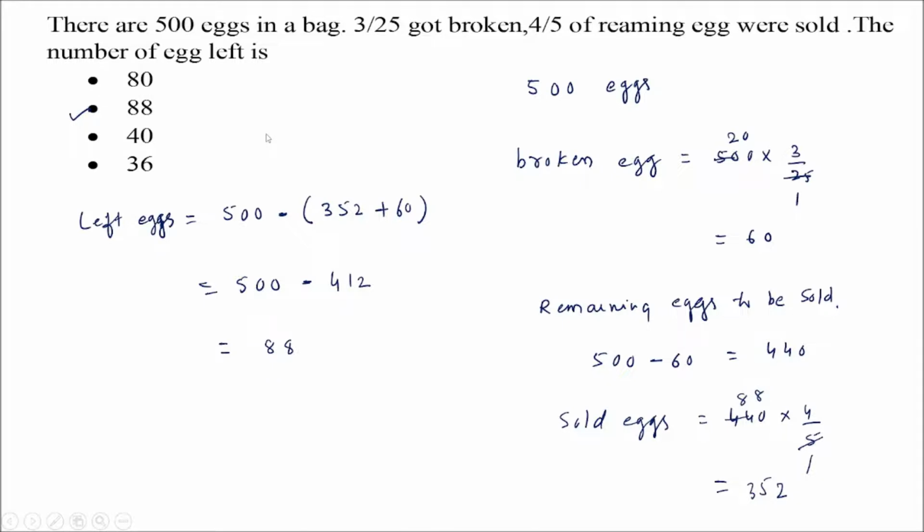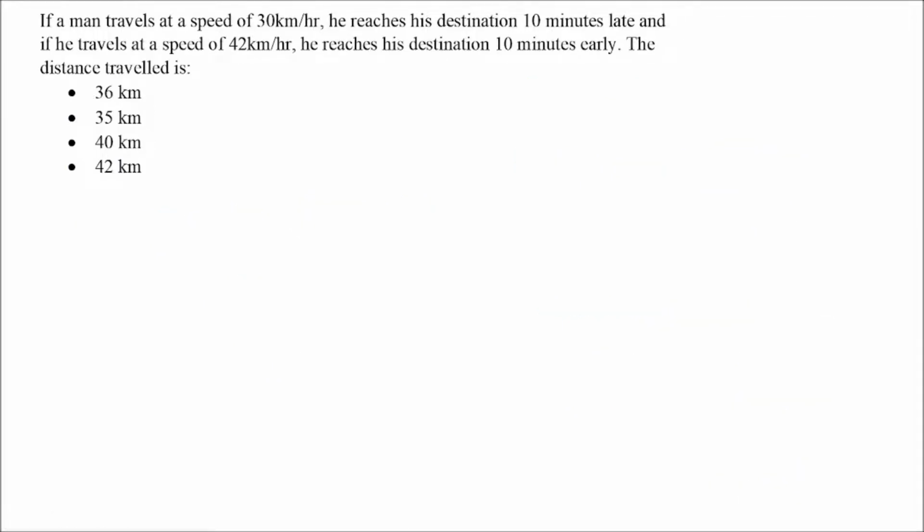So let us see one more question. A man travels at a speed of 30 km per hour. He reaches his destination 10 minutes late, and if he travels at a speed of 42 km per hour, he reaches his destination 10 minutes early. So we'll write here, normal speed is equal to x. Our normal speed is equal to x. So distance is equal to here.